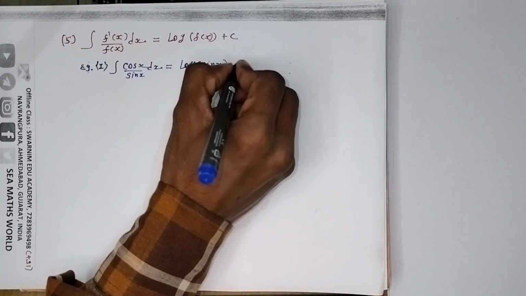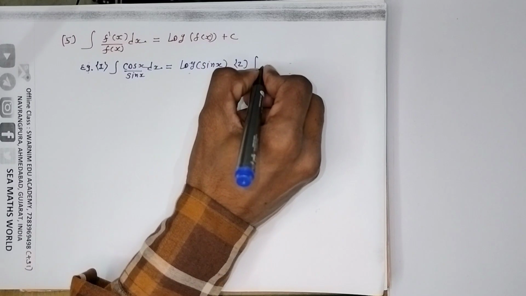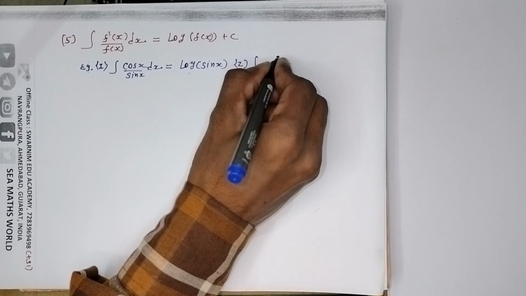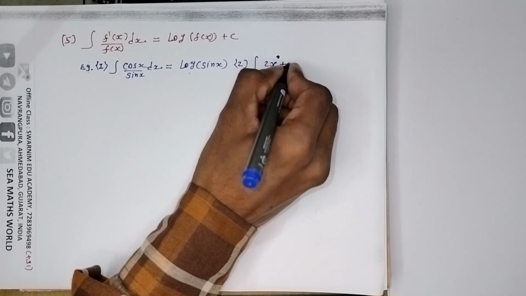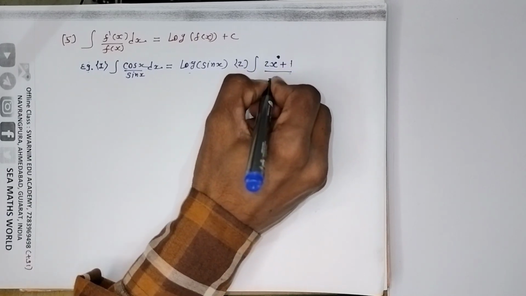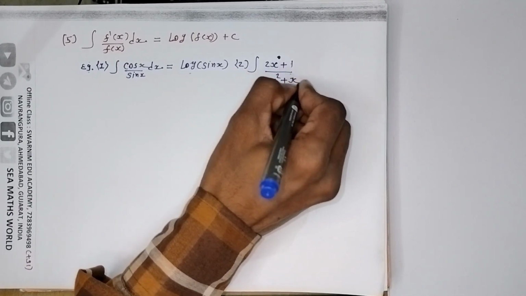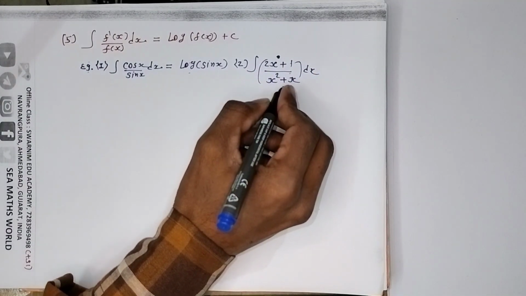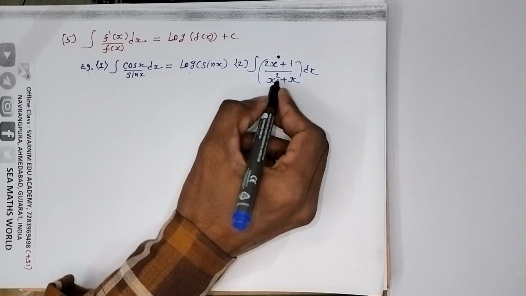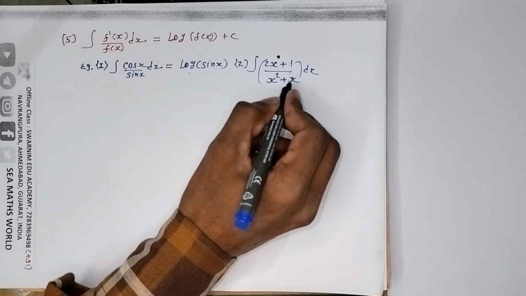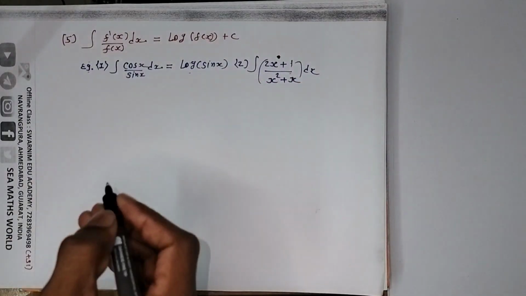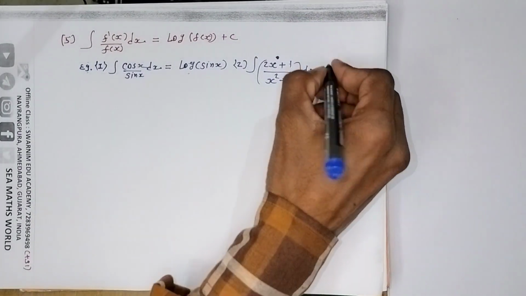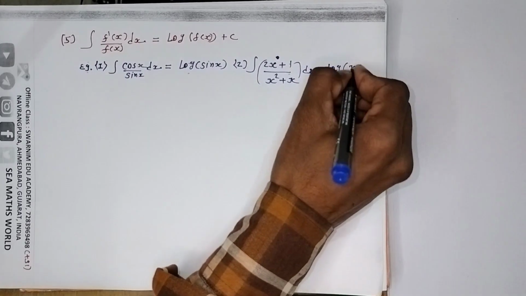One more example, integration of 2x plus 1 upon x square plus x. Here you may see the division term is given, x square plus x. Now differentiate it. Differentiation of x square is 2x and of x is 1. That is given in the numerator. So finally, integration of the entire term will be log of the division term, and that is x square plus x.